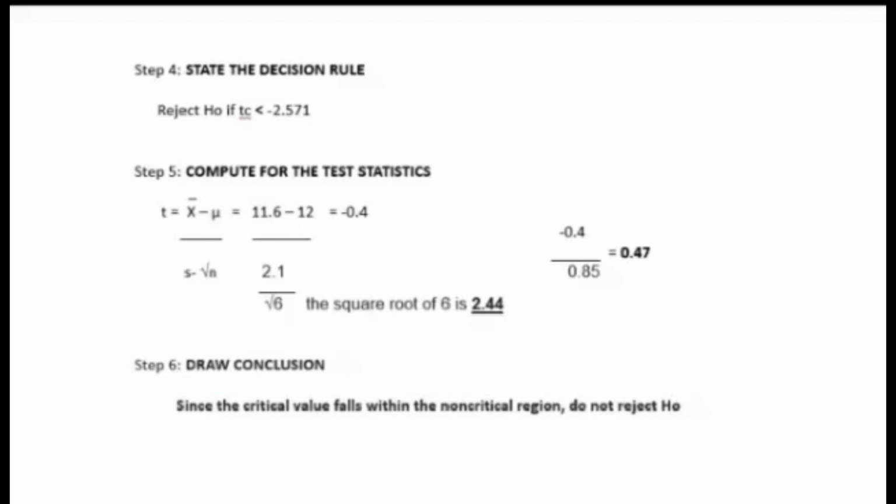So 2.1 divided by 2.44 is 0.85. As you can see, negative 0.4 divided by 0.85 equals negative 0.47. Last is step 6. Draw a conclusion. Since the test value falls within the non-critical region, do not reject the null hypothesis.